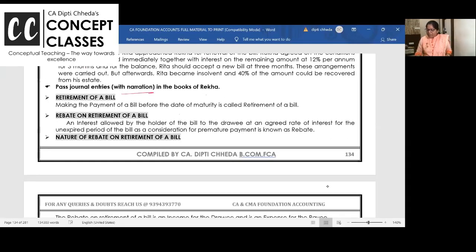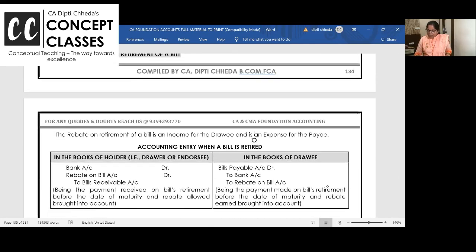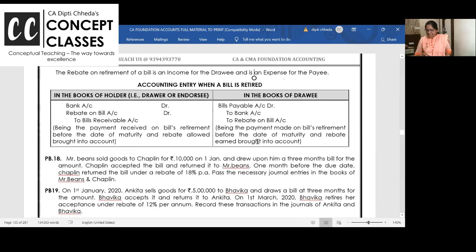Making the payment of the bill before the due date is called retirement of the bill. Interest is allowed to the drawee at the agreed rate. Rebate on retirement of the bill is an income for the drawee and it is an expense for the payee. ठीक है.